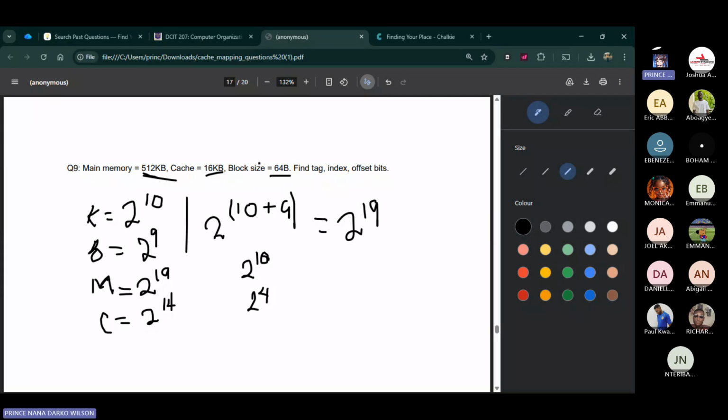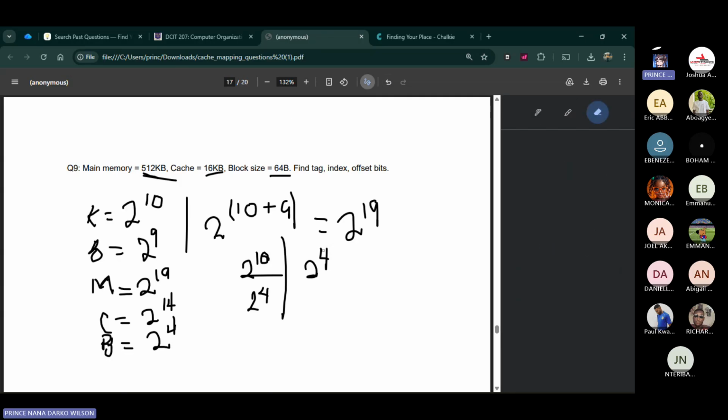And then finally, we have the 64 bytes. Now, mind you, 64 bytes is different from the kilobytes. It has no kilo, so there's no 2 to the power 10. So then it means our block size is going to be 2 to the power 4. Keep these parameters in mind, or better still, you may memorize all of them, or you can learn how to convert them this way, so that you will not be caught out in the examination.